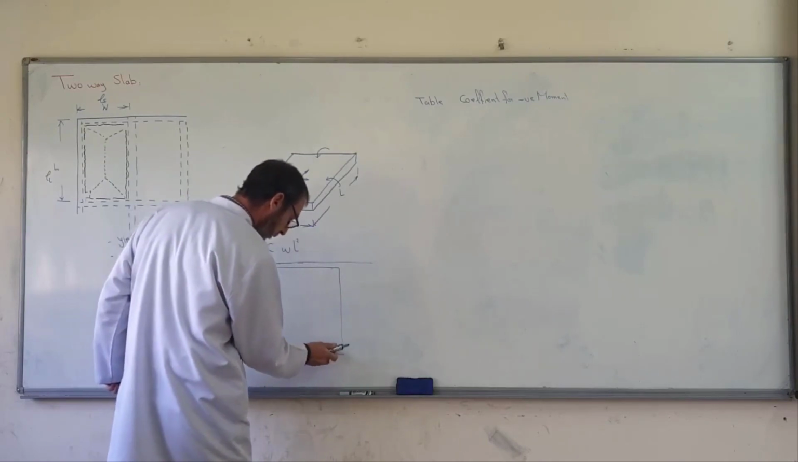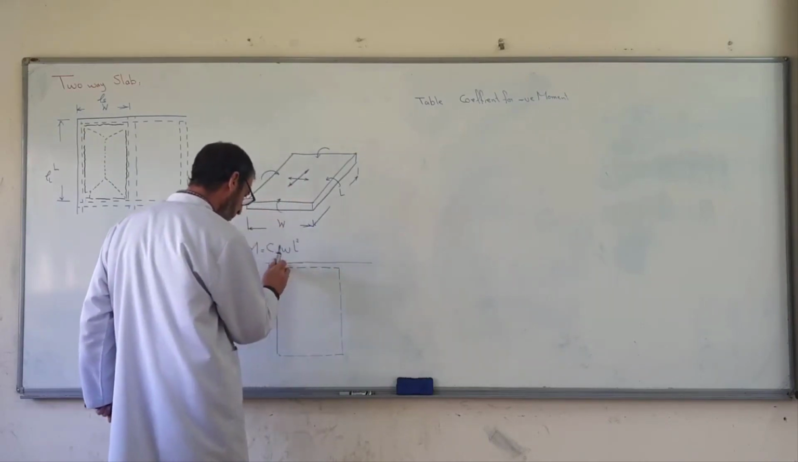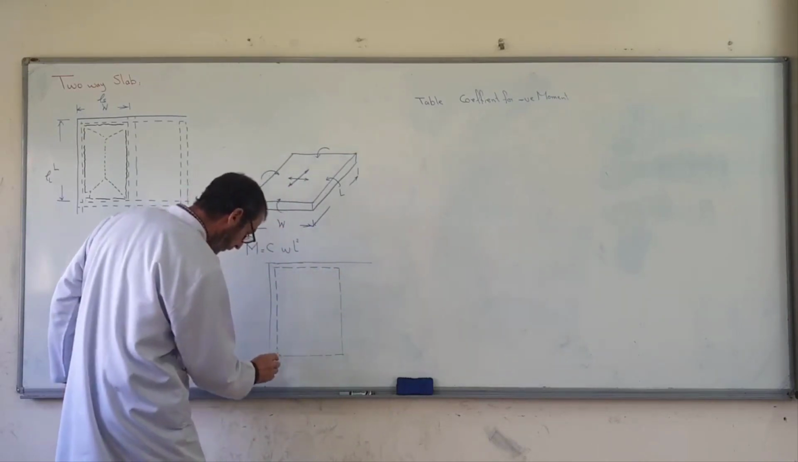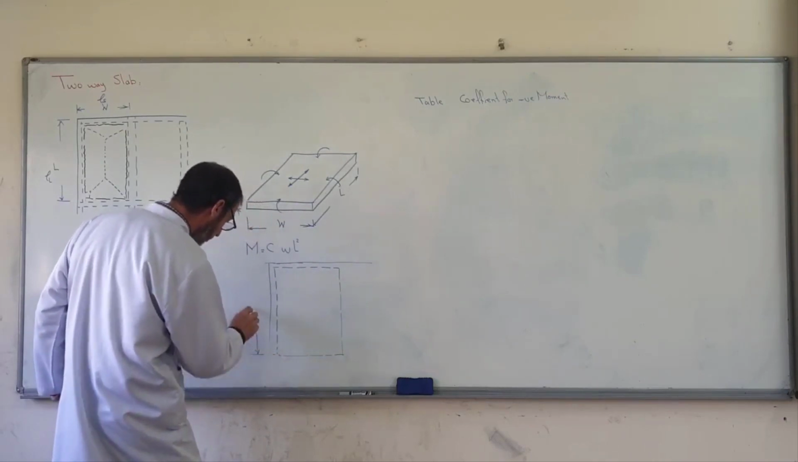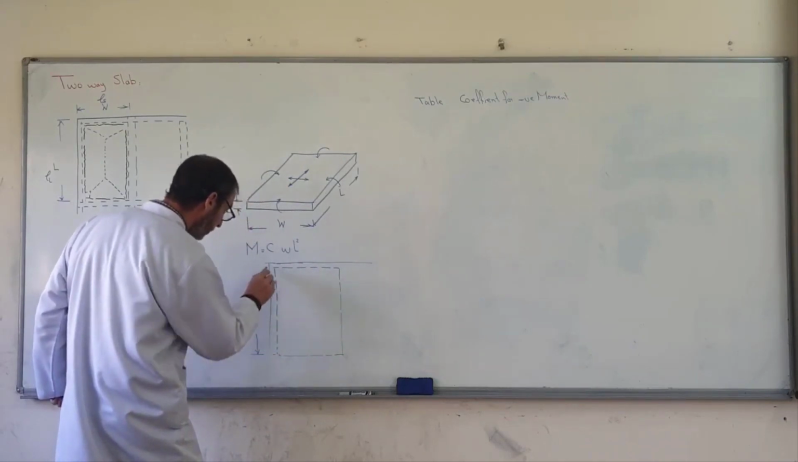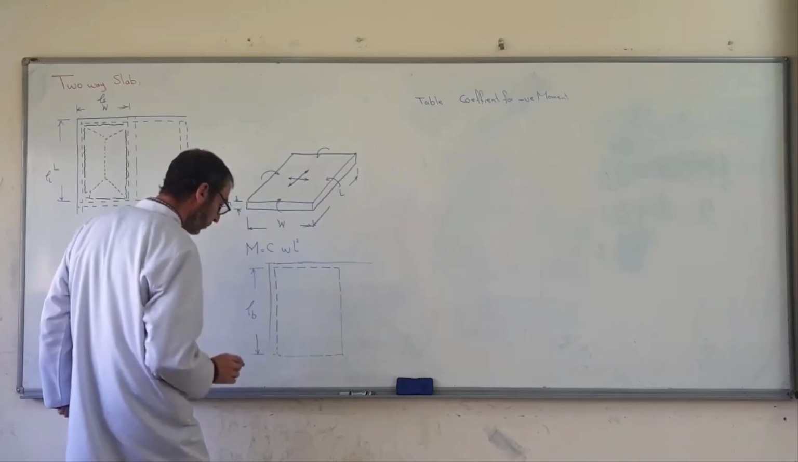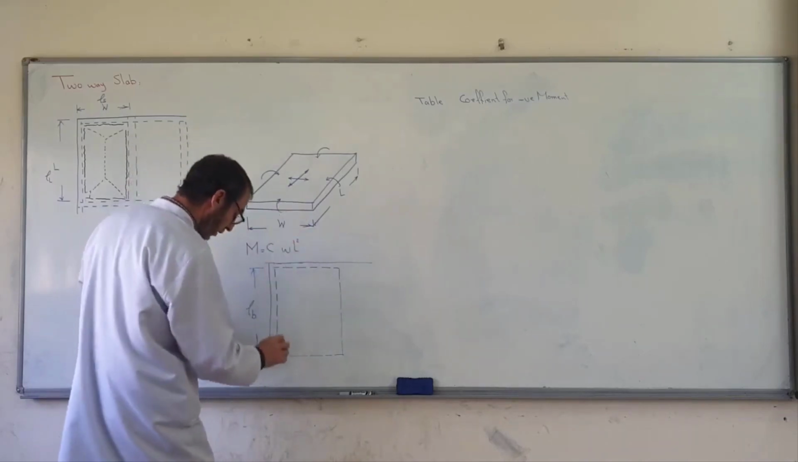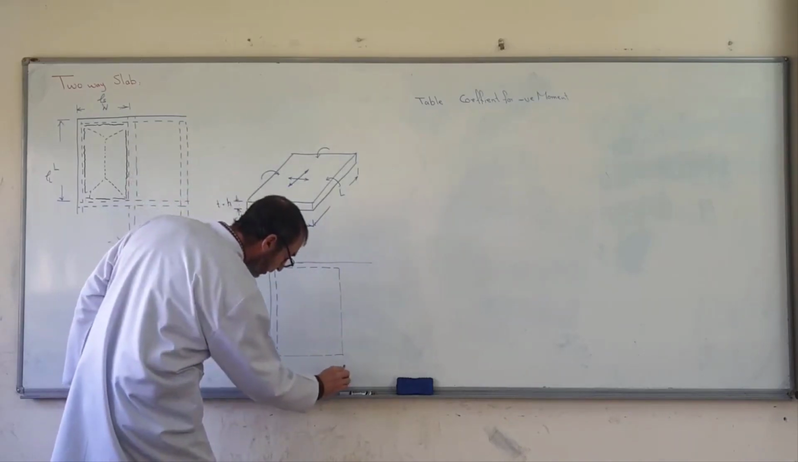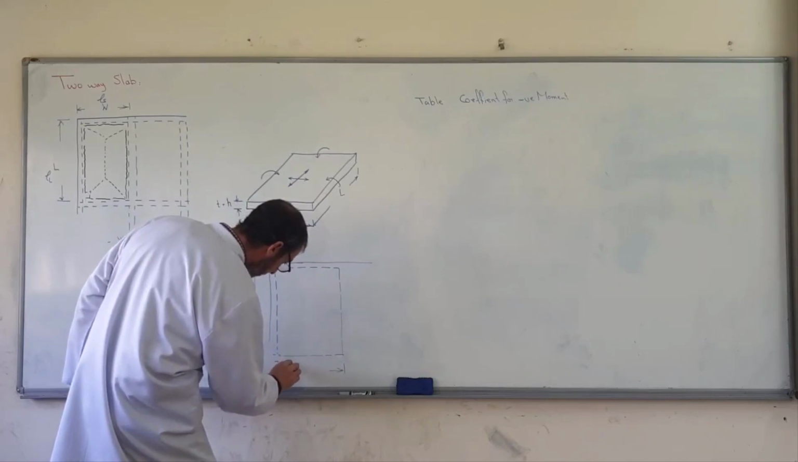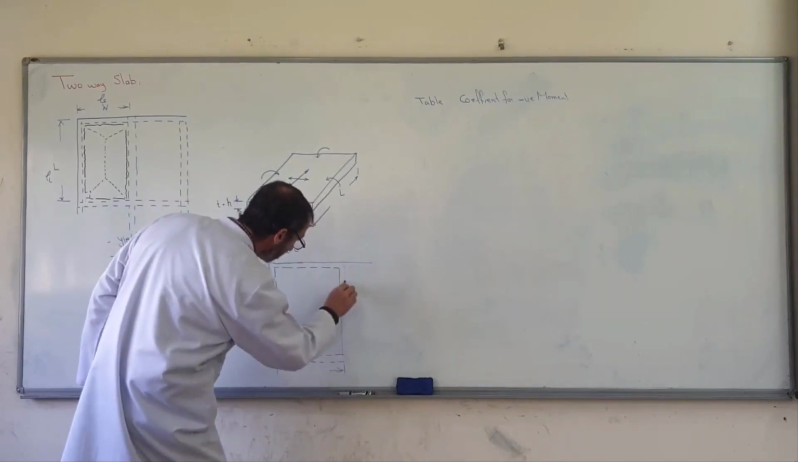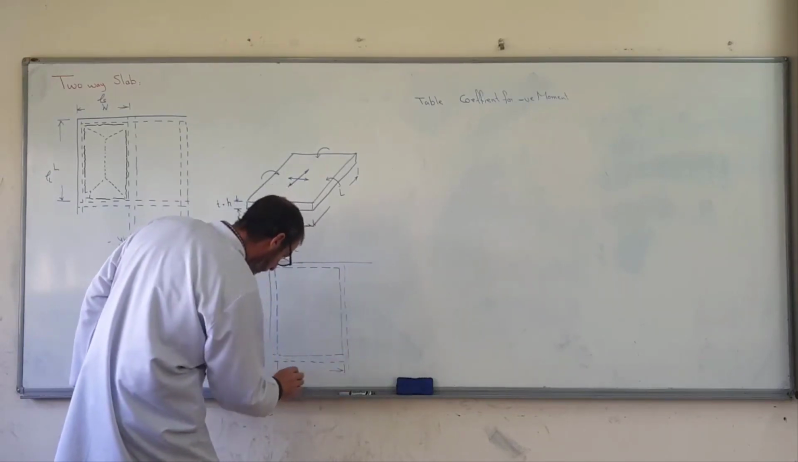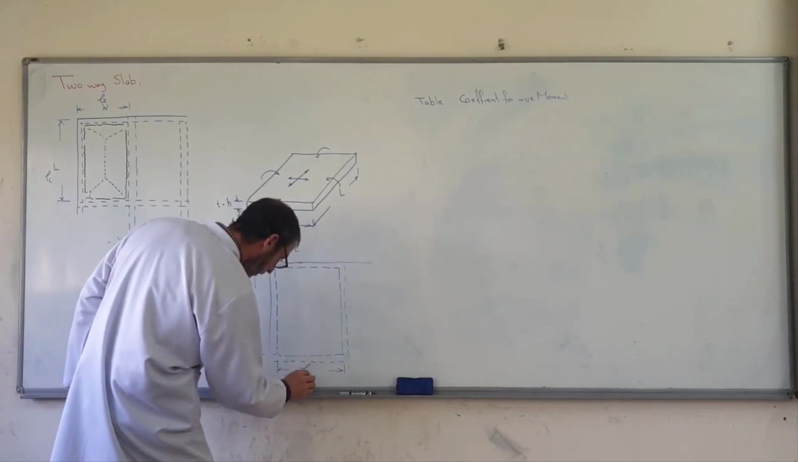This is a dash line. This distance, we call it LB. The longer distance depends on the table. This distance, maybe we have a wall here or beam here. This distance we call it LA.